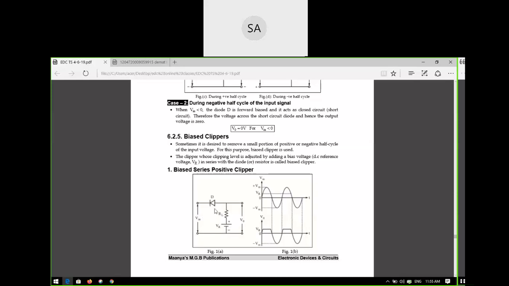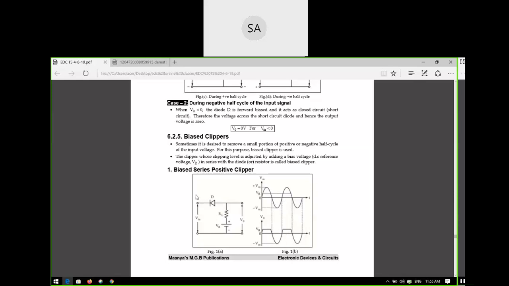Forward biased, correct or not? So forward biased, what is the status now? It is closed, short circuited. So what is the output voltage now? V naught is equal to V in. So the output voltage is the same as your input voltage. Output is same as the input.